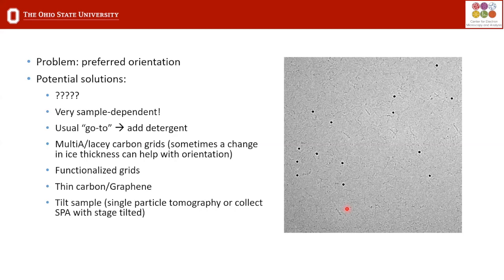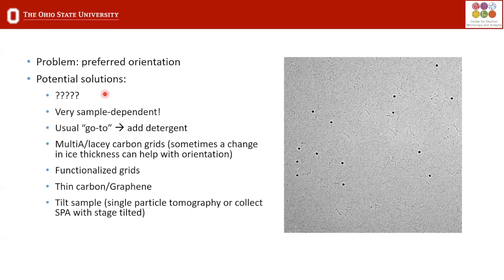So yet another problem that you may encounter as you're screening your grids is preferred orientation. If your protein is only facing one way, you're not going to be able to get any structural information on the entire protein. So this can also be a very difficult thing to face. And there's no one size fits all solution. So it's very sample dependent.